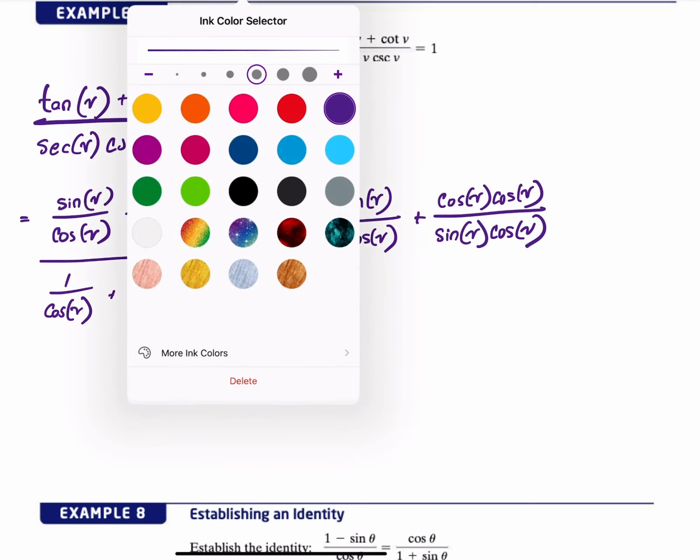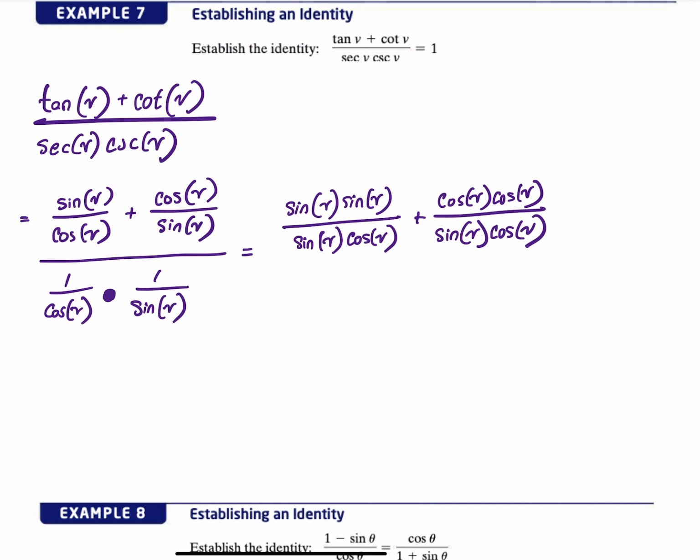Oh, and I should say that this is being multiplied in this denominator because these were multiplied here. So that will combine a little bit more easily. That'll just give us 1 over cosine times sine, or I can say sine times cosine. So I'm already thinking we're probably going to get that to cancel with these denominators at some point. So let's just continue being careful.